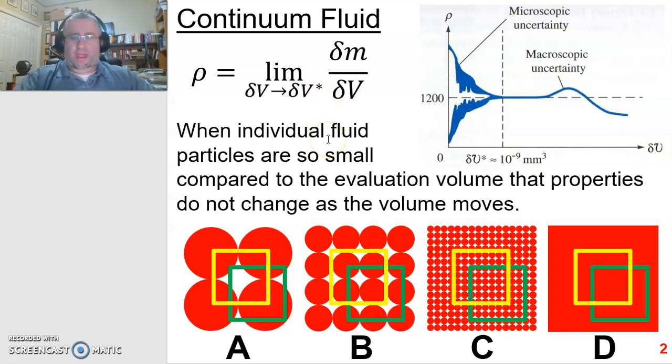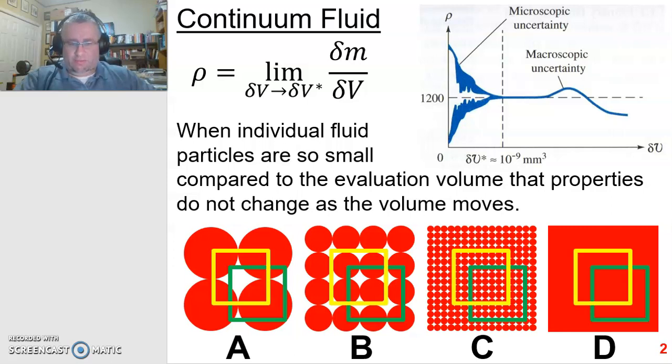The best way of thinking about that is this sequence of fluid diagrams that I've got here. I've got A, B, C, and D, and these are all meant to be the same fluid, except A is looking at the fluid microscopically, right?